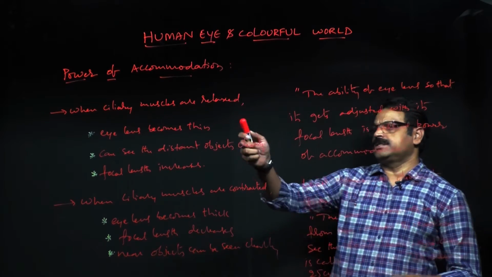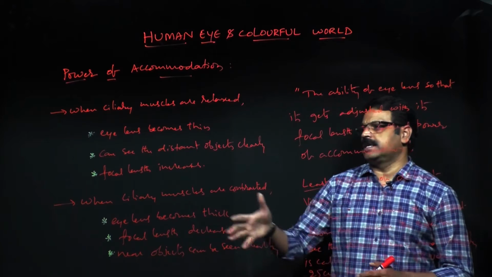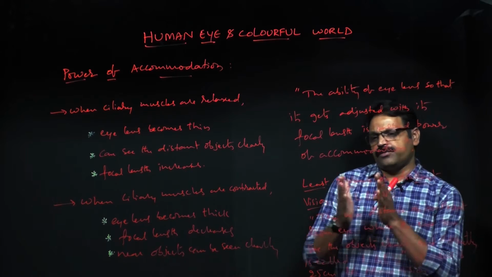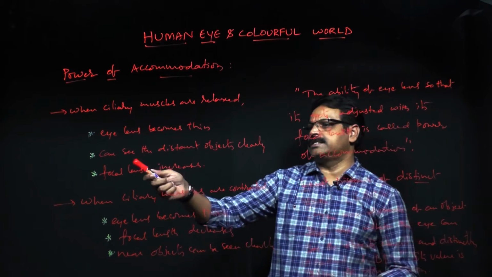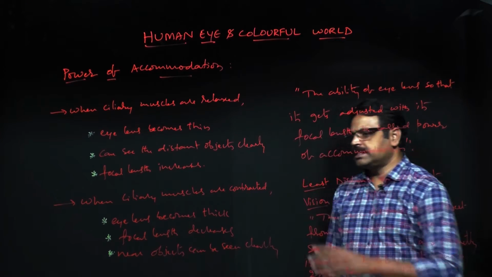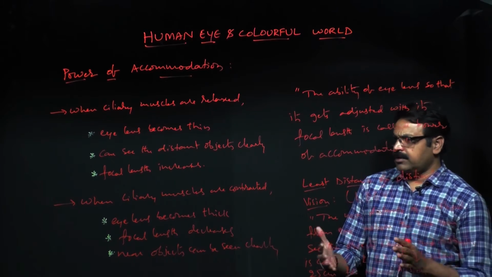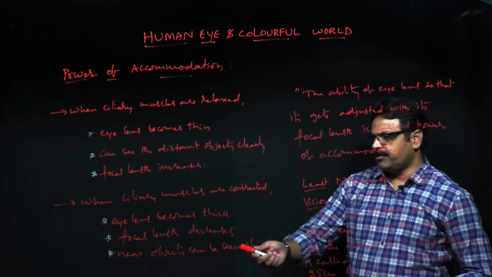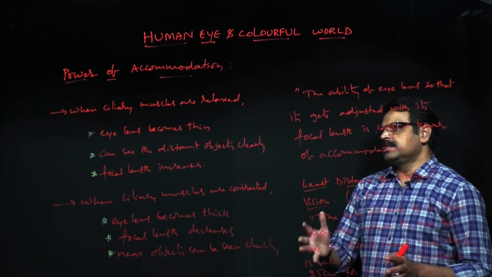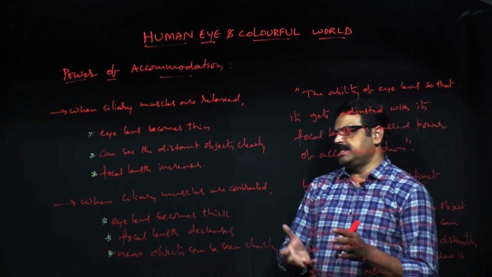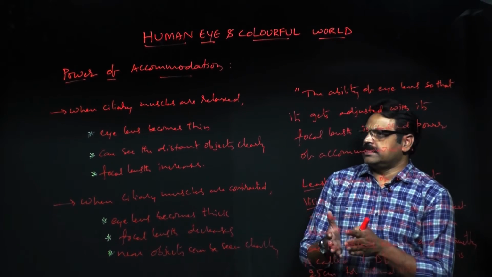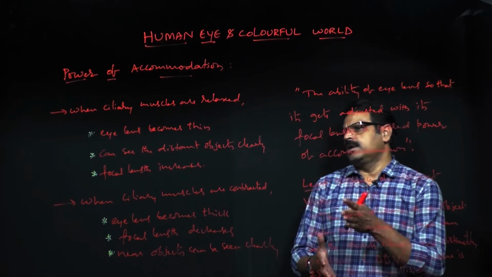because when ciliary muscles are relaxed the focal length is increased. Therefore the eye lens becomes thin. Eye lens becomes thin in the sense focal length is increased, so that it can see the distant object clearly. Similarly, when ciliary muscles are contracted, eye lens becomes thick, therefore focal length decreases, therefore it can see the nearby objects clearly. That means ciliary muscles are responsible for changing the focal length of the eye lens by properly adjusting the eye lens, either making it thin or thick.